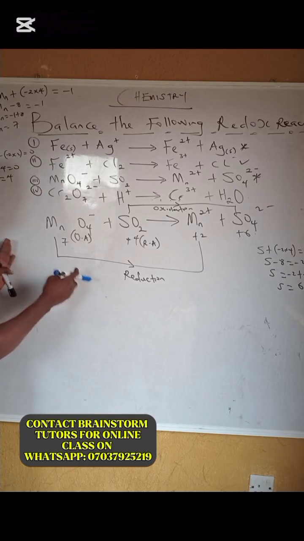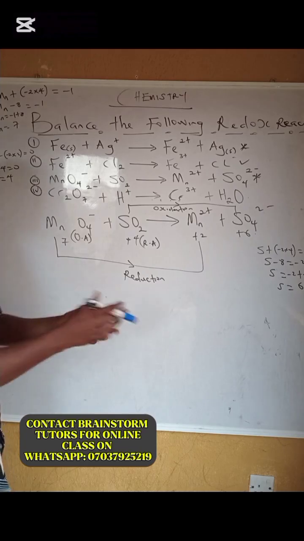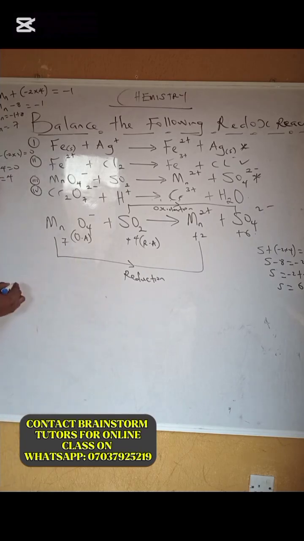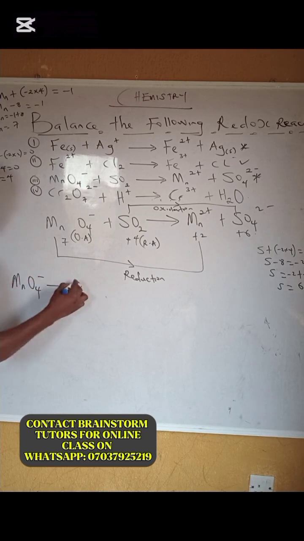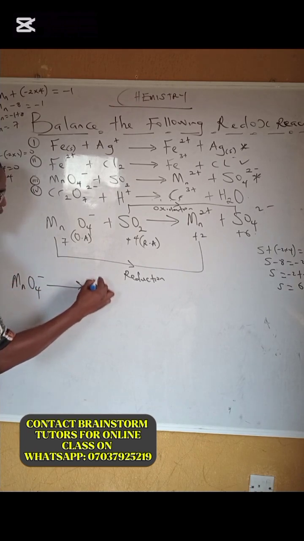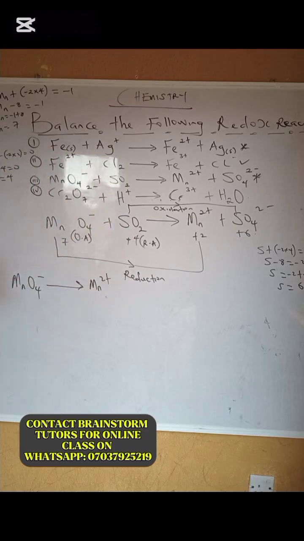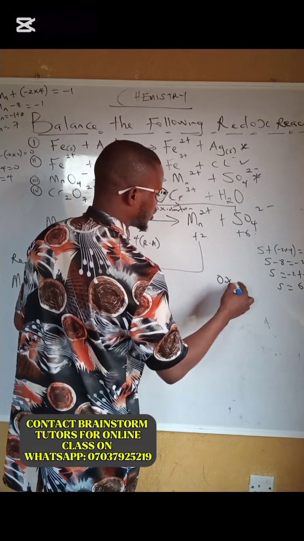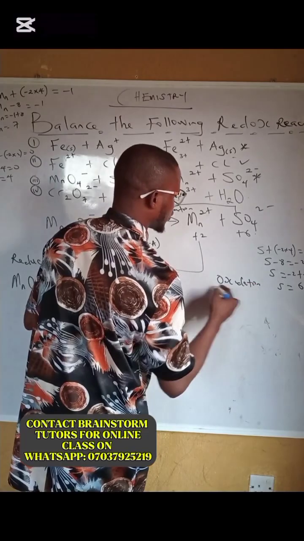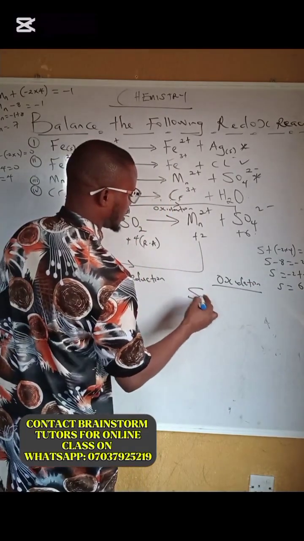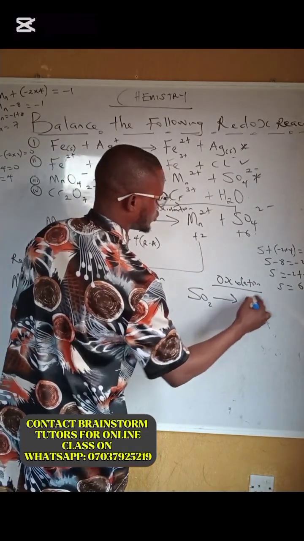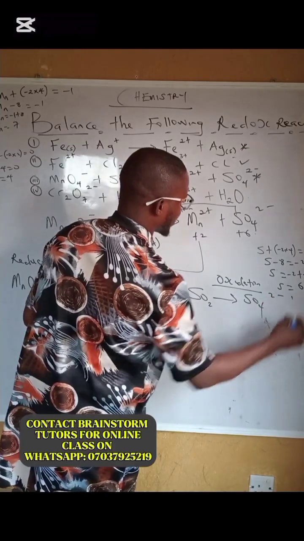I'll balance the oxidation side. I'll also balance the reduction side. Let's move on. I can say that this is MnO4 minus produce Mn2 plus. So this is for the what? This is for the reduction. I'm also going to do the same thing for oxidation. For the oxidation side, I'm going to have SO2, which will produce SO4 2 minus.